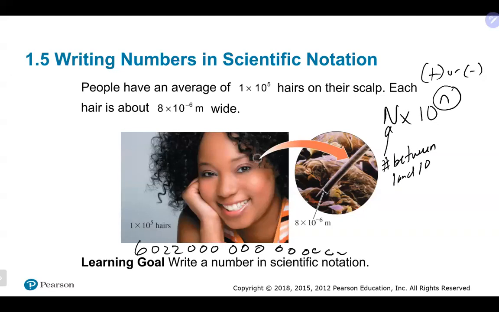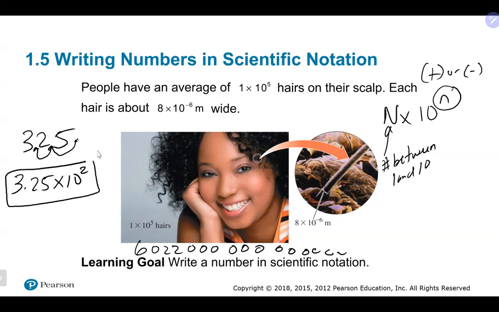To convert something into scientific notation, you simply move the decimal. If you had 325, although there's no decimal written, we assume it's here. If I move it one place, that is now 32.5, which is not between 1 and 10. So I go one more place, and that is now 3.25, which is between 1 and 10. So this would be 3.25 times 10 to the 2, because I had to move the decimal 2 places to get to a number between 1 and 10.